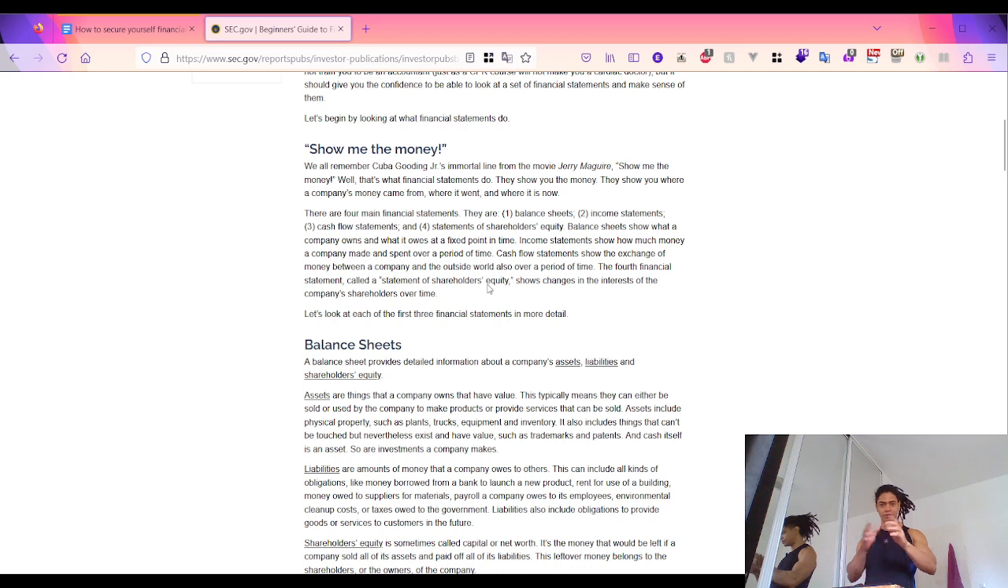So the first, the balance sheet, the TLDR: it's a snapshot of the company's assets, liabilities, and shareholders' equity. The income statement, or the bottom line of the statement, shows you if a company made revenue or not, right? And the cash flow reports the company's inflow and outflow of cash over a period of time.